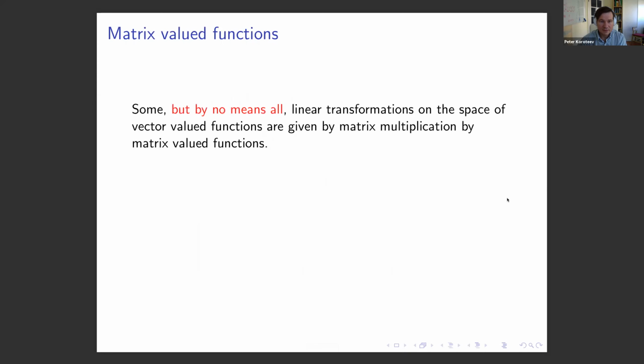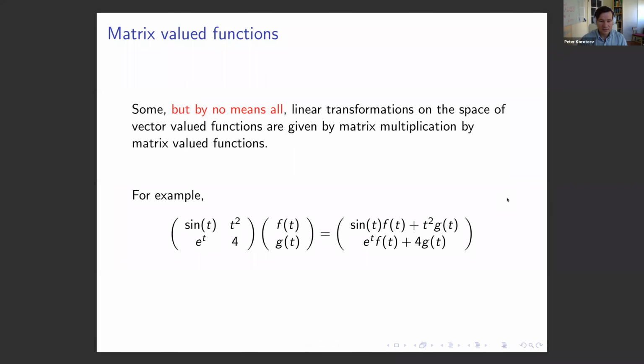Some, but by no means all, linear transformations of the space of vector-valued functions are given by multiplication by matrix-valued functions. Say, if you multiply this matrix with entries sin t, t^2, e^t, 4 by the column vector (f, g), you get this vector.